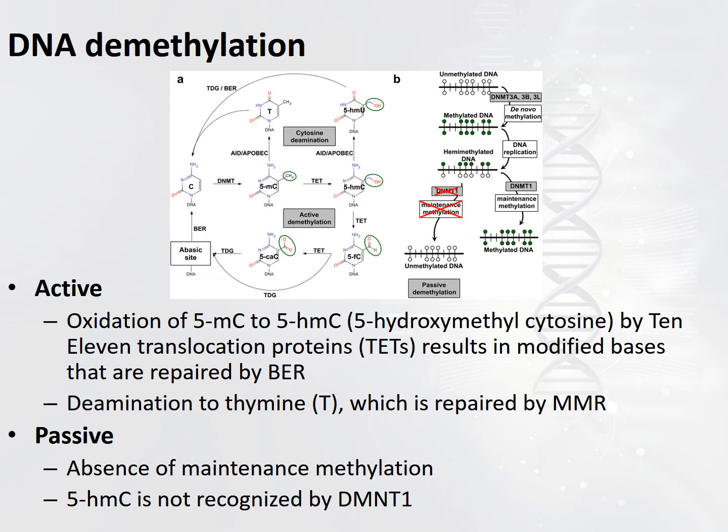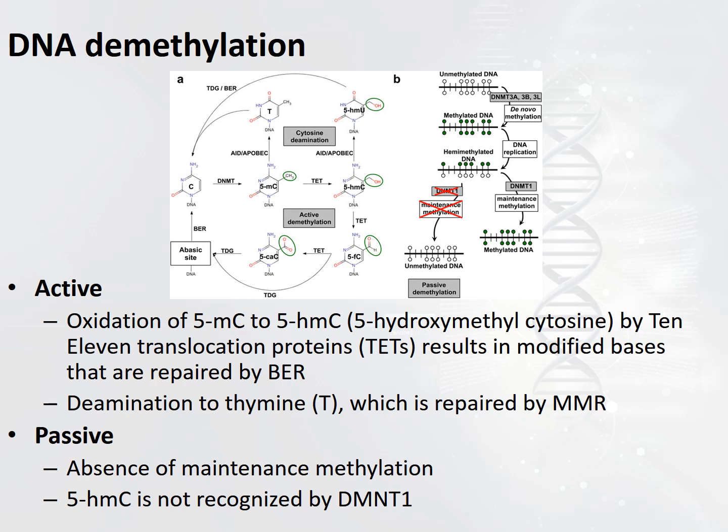I mentioned at the beginning that some of these epigenetic markers are transitory and they can be easily removed. So how are these methyl groups removed when the transcriptional status of a gene needs to change? DNA demethylation, which is the process of removing methyl groups from DNA, can be achieved by two different methods.